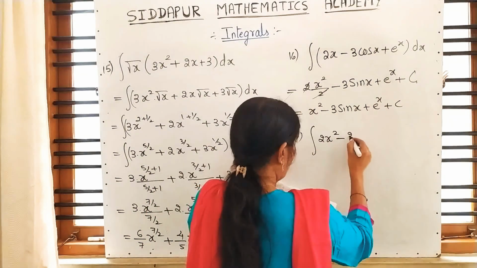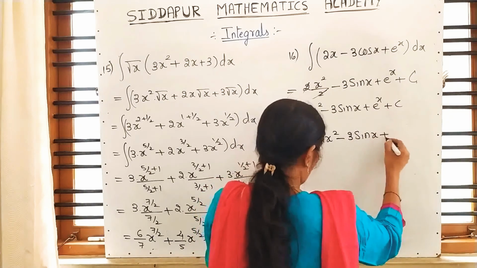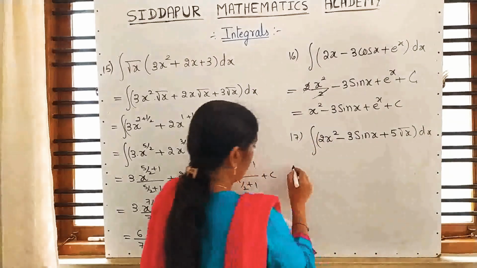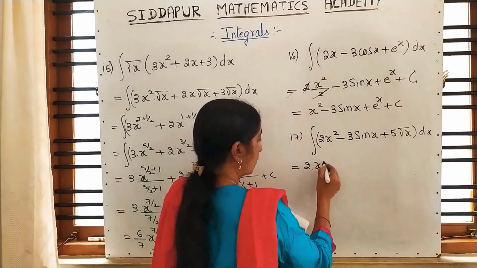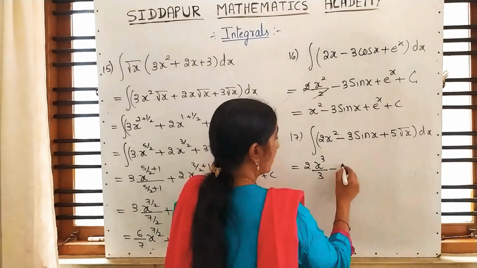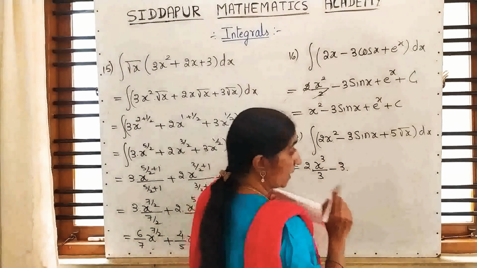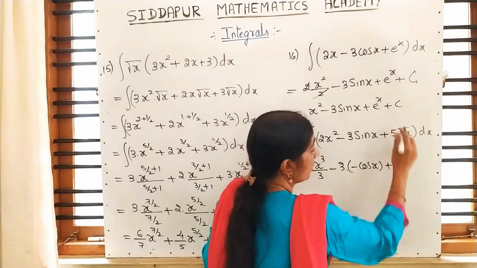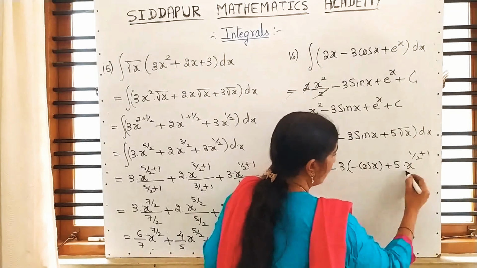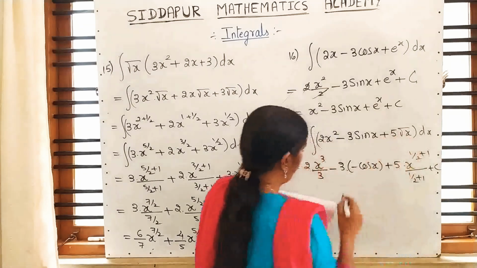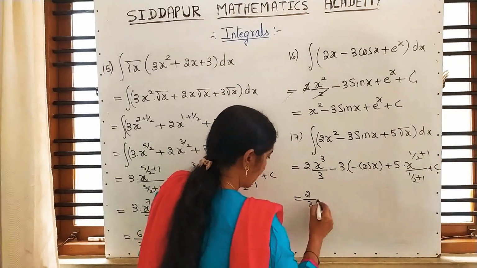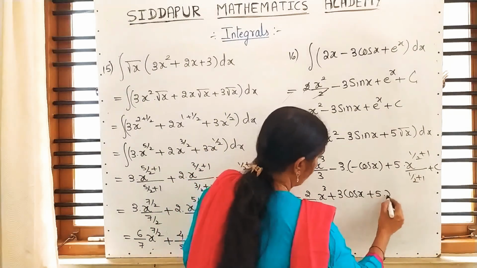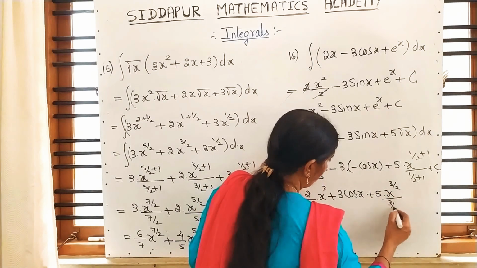2x square minus 3 sin x plus 5 root x. Yes. 2 constant, integration of x square is x cube by 3, minus 3 constant, integration of sin x is what? Minus cos x, plus 5 constant, root x means half. x raised to half plus 1 upon half plus 1 plus c. It is 2 by 3 x cube, minus into minus becomes plus, and it is 5 into x raised to 3 by 2 upon 3 by 2 plus c.